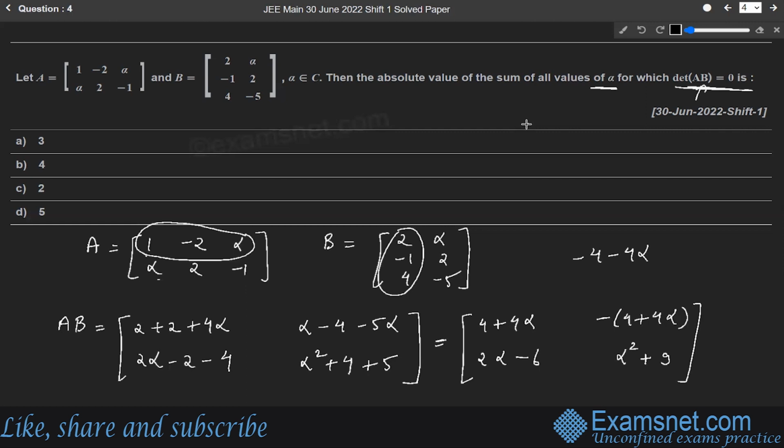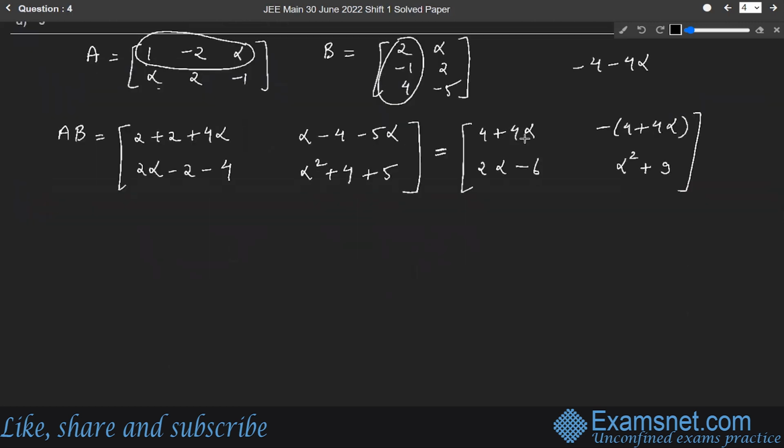So this is the value of AB. We have to find the determinant of AB. So how to find the determinant of AB? It is very simple. Firstly, you have to multiply both these terms. So (4 + 4 alpha) into (alpha square + 9).